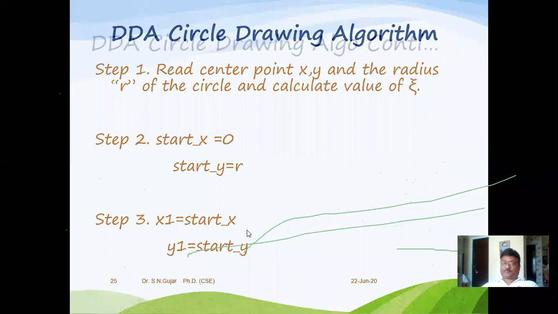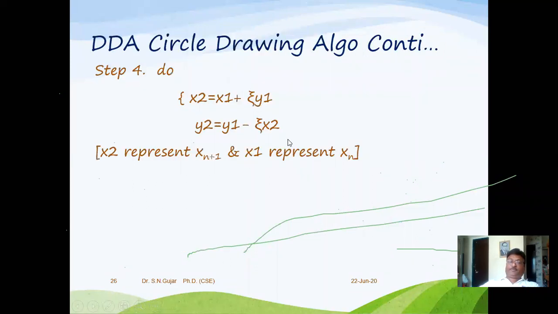Now come to step 4. In step 4, you can consider a do while loop. Opening curly bracket, x2 is equal to x1 plus epsilon y1. Why this x2? Because x2 is the next value. X1 I have already calculated, the first previous value, and x1 is what? Start x. And the value of start x is 0. Correct? So what is the x2 value going to be first? X2 is equal to 0 plus epsilon y1. Now y2 is equal to y1 minus epsilon x2.